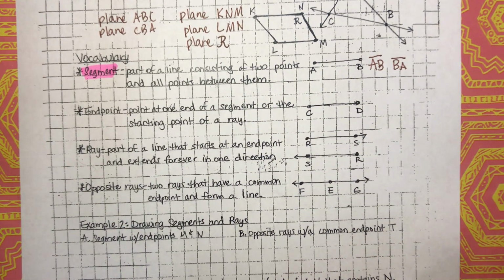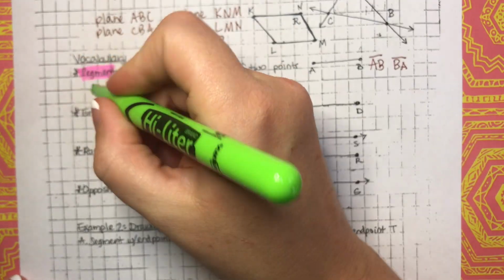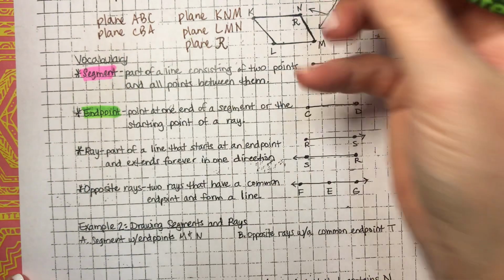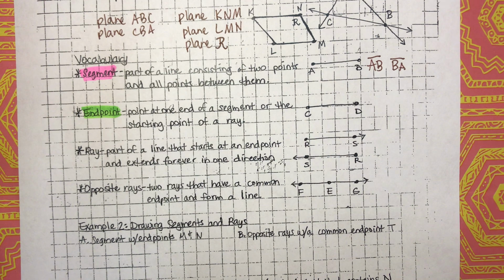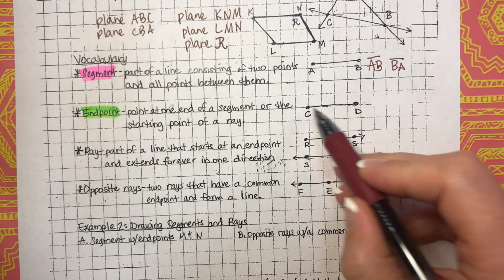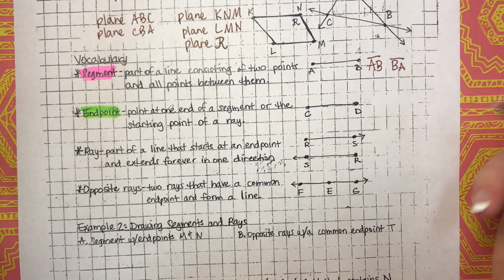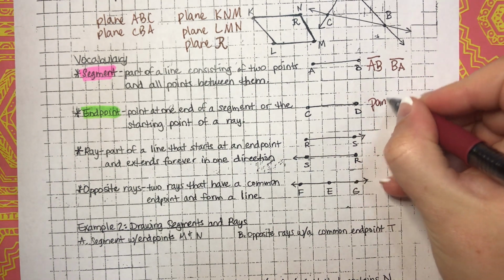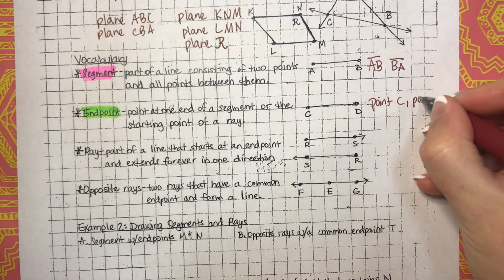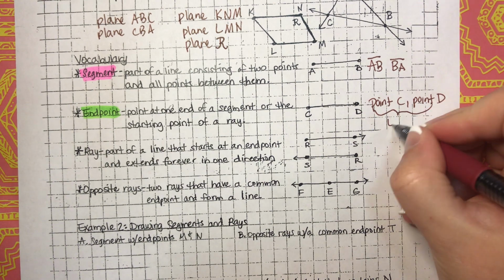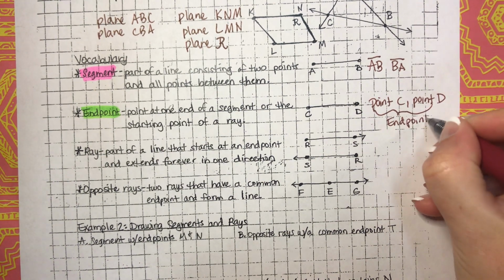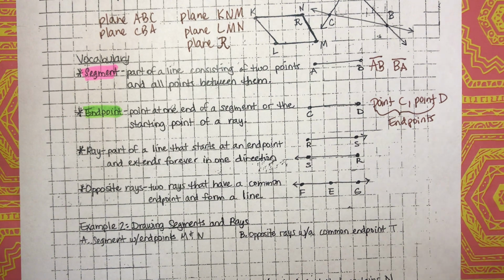Okay, let's talk about the next one. The next one is endpoint. An endpoint is a point at the end of a segment or the starting point of a ray, which we'll talk about in a second. So the endpoints here are the end of the segment. So an endpoint would be point C and point D. Those are both endpoints. Okay?